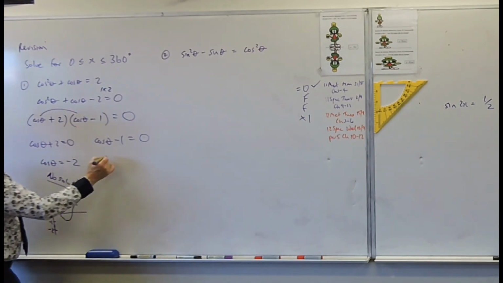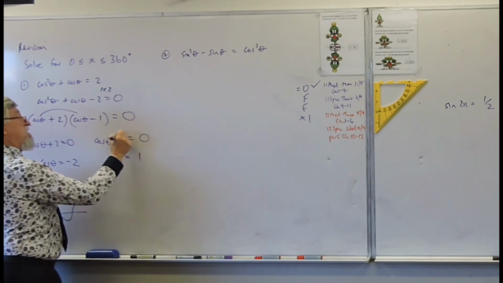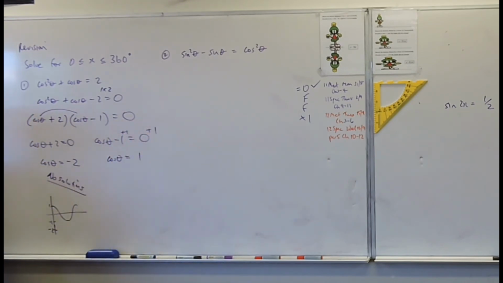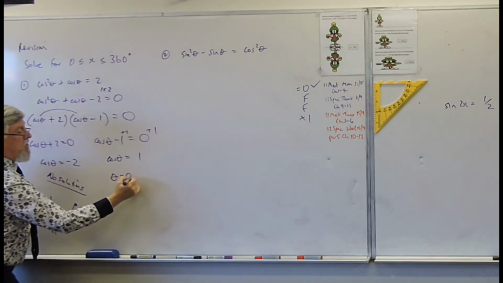Whereas this one is cos theta equals 1, because I'd go plus 1, plus 1. Where does a cos graph get to 1? There it is. There it is. And that's 360 degrees, so it's knowing your graphs inside out, the big part of it. So I've got two answers between 0 and 360. And the two answers are 0 and 360.